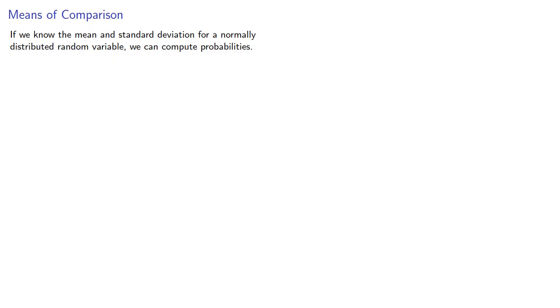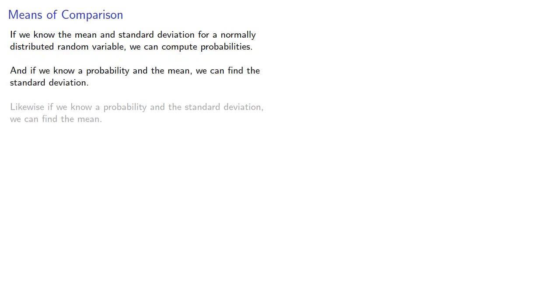If we know the mean and standard deviation for a normally distributed random variable, we can compute probabilities. And if we know a probability and the mean, we can find the standard deviation. Likewise, if we know a probability and the standard deviation, we can find the mean. But what if we only know probabilities?